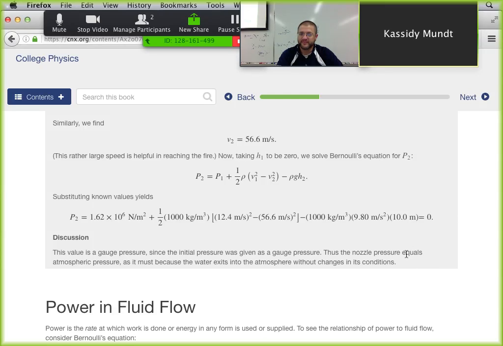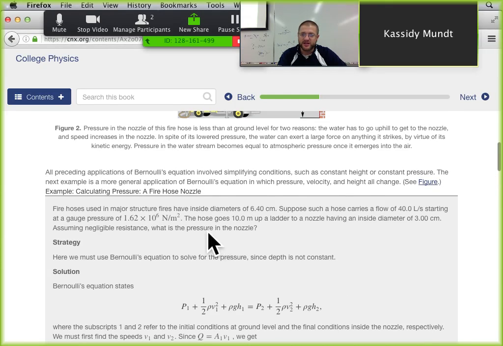Its absolute pressure would be different. Its absolute pressure would be 1.01 times 10 to the 5th. But here they're measuring gauge pressures, so they use a gauge pressure. It's a gauge pressure of 1.62, so that's above atmosphere.